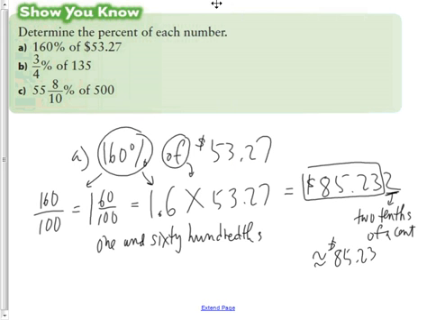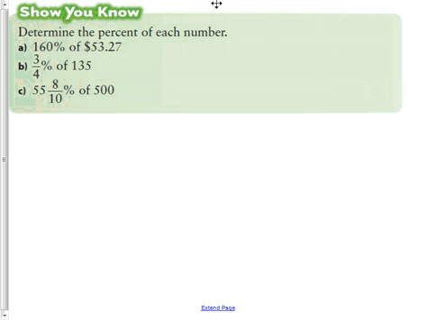The second question, which I'll erase this stuff here, is what is 3/4% of 135? This is not money, it's just 135, whatever. So 3/4%. I know that this is less than 1%. 3/4% is less than 1%.